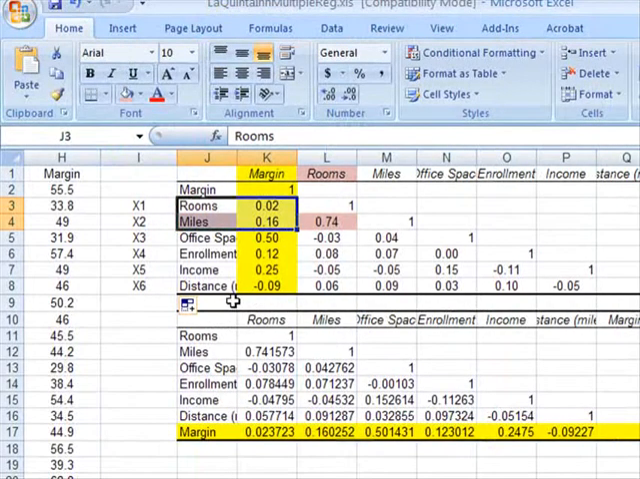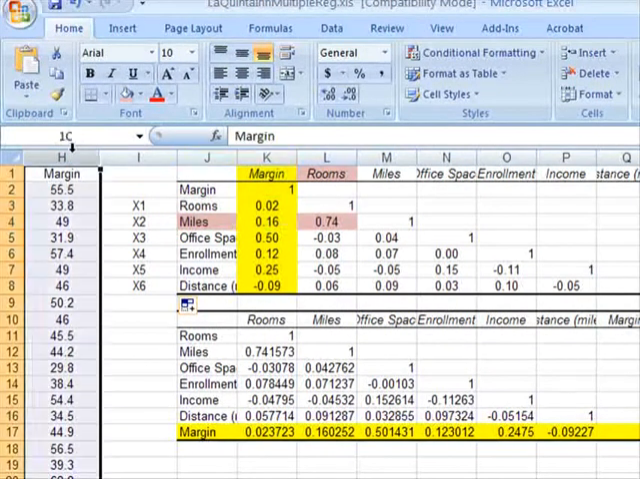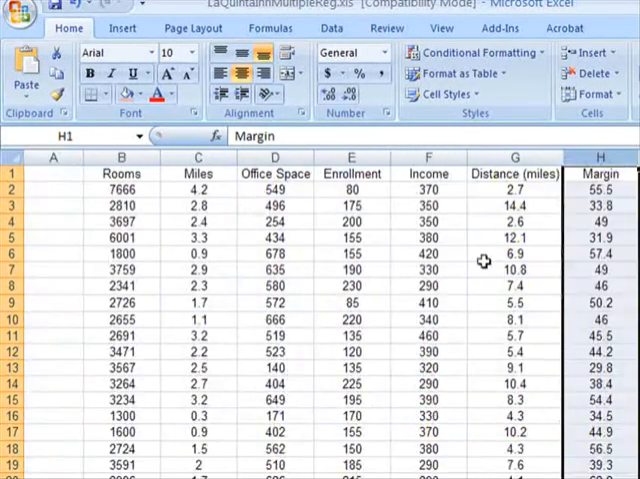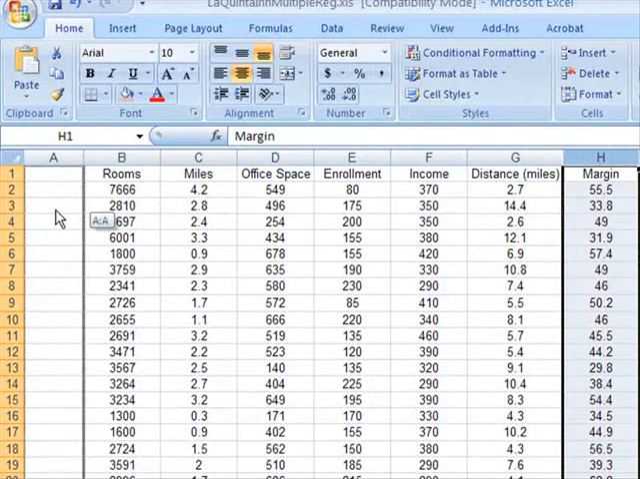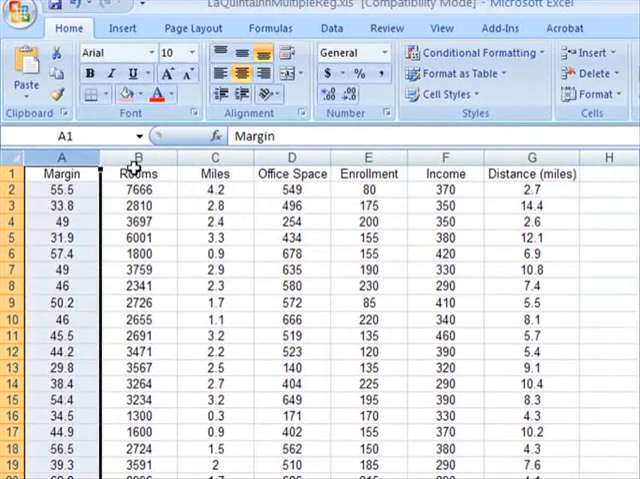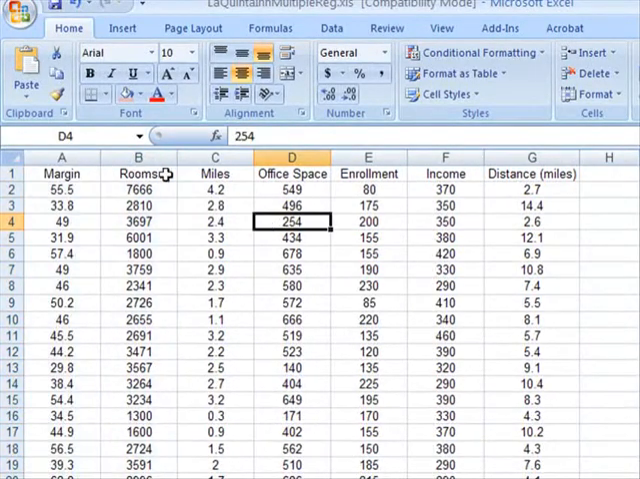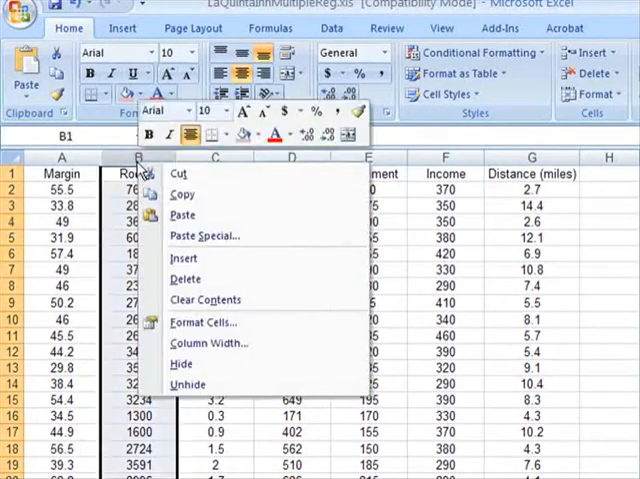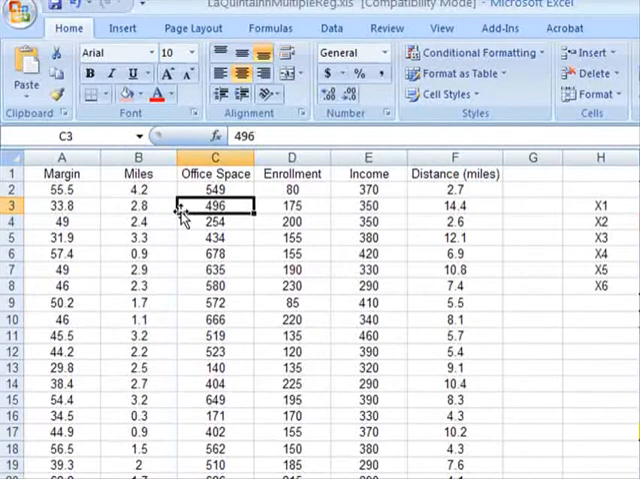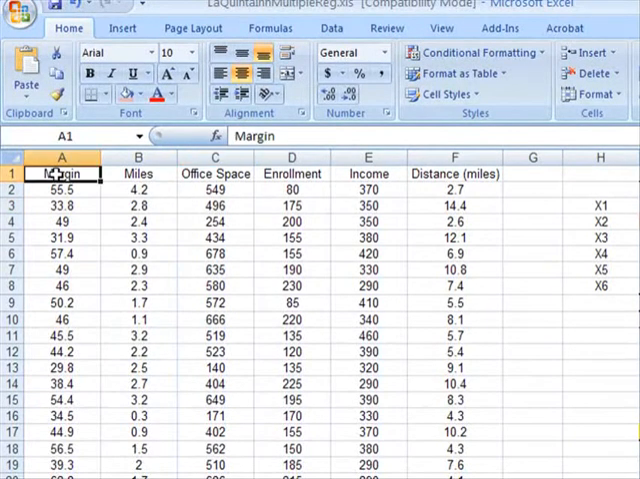What does delete mean? Let me place this back to where it was so you don't get confused. Delete means that I'm going to go to x1, notice x1 is in column B, I'm placing my cursor over B, right click and delete. Now we have only 4 variables remaining and we're ready to run regression.